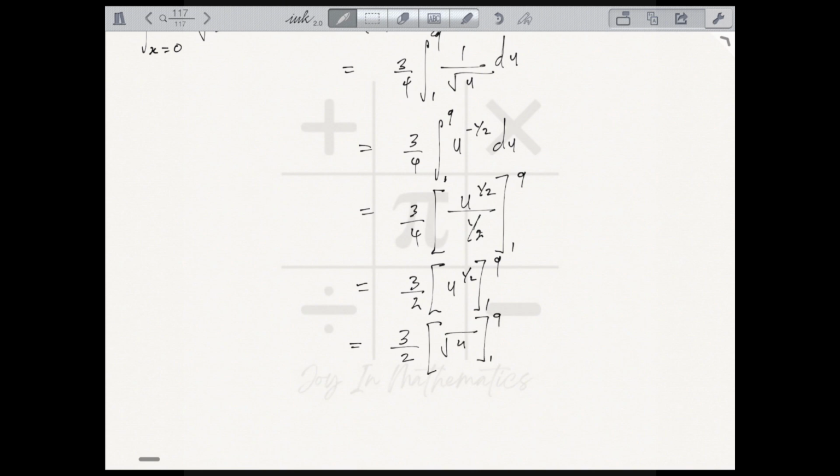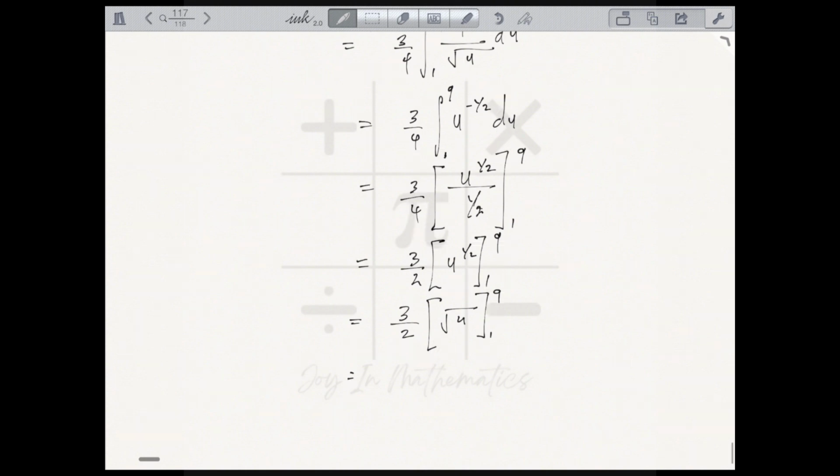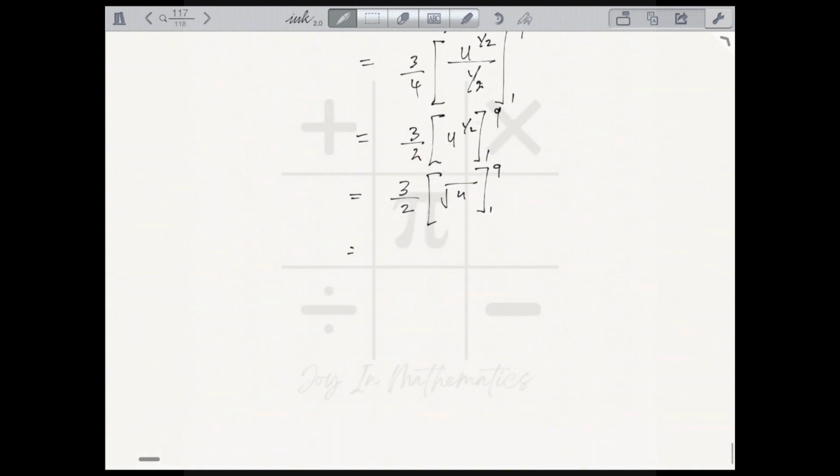So let's substitute our upper and lower limits, noting that the limit has changed from x to u. So we have 3 over 2 of square root of 9 minus square root of 1. And that is 3 over 2 into 3 minus 1. And this will give us 3 over 2 into 2. And our final answer will be 3.